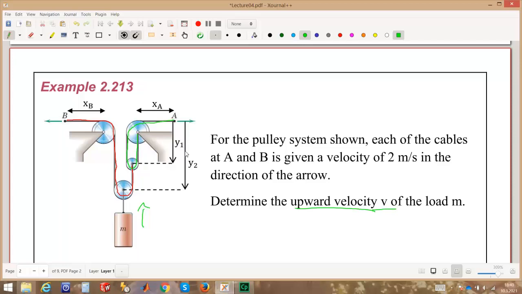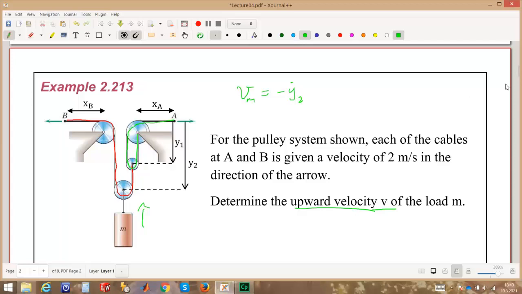But when you take a look at the way that this y2 distance is defined, it is in the downward direction. So we are interested in the velocity of this mass, and that will be negative y2 dot in that sense, in the negative direction, because the upward velocity is asked, not the downward. If it was downward, then we would have the positive sign.